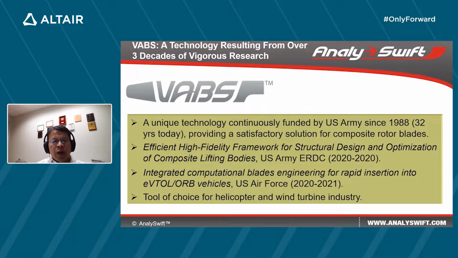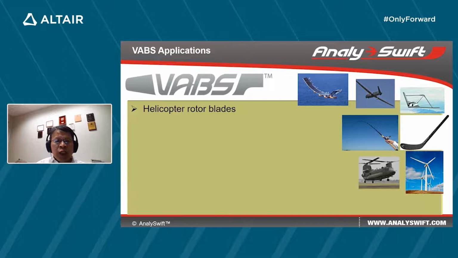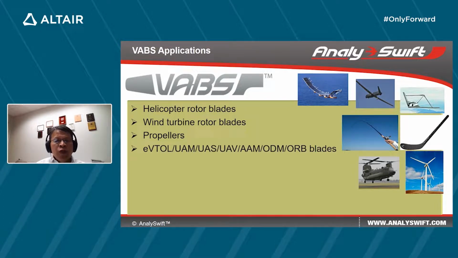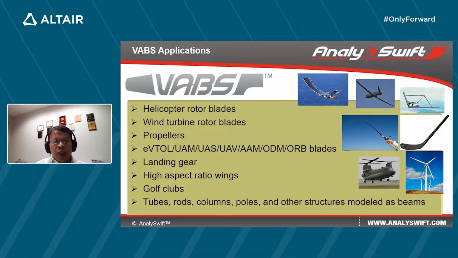Besides the original applications, including helicopter rotor blades and wind turbine blades, our users also applied VABS to model propellers, eVTOL blades, landing gears, high aspect ratio wings, golf clubs, tubes, rods, columns, poles, and other structures. As long as a structure is very slender, which means one dimension is much larger than the two other dimensions, and we want to model it as a beam, then VABS can provide the beam properties for us to analyze this slender structure as a beam.